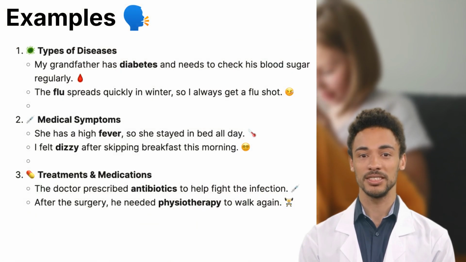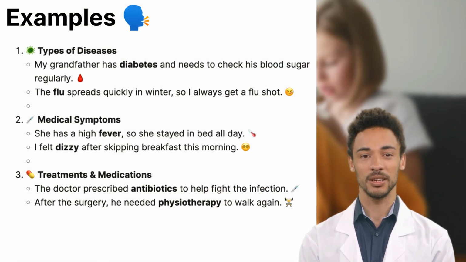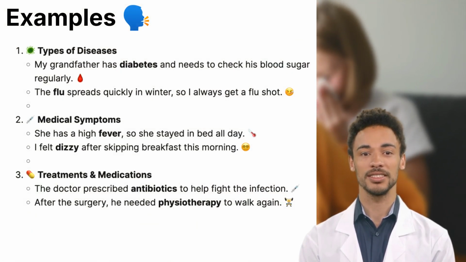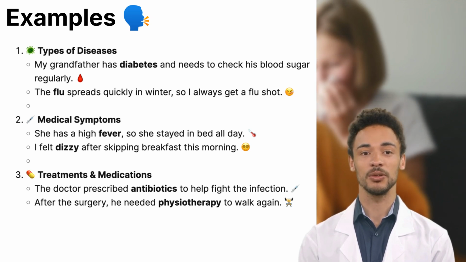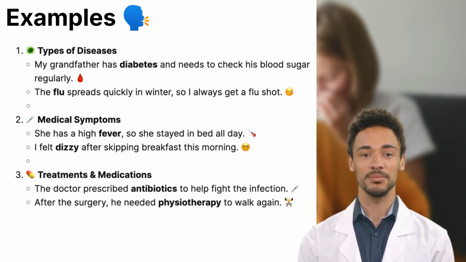Now that we've covered essential vocabulary, let's see how these words are used in real-life sentences. I'll also share useful tips so you can use them naturally when describing food in English.